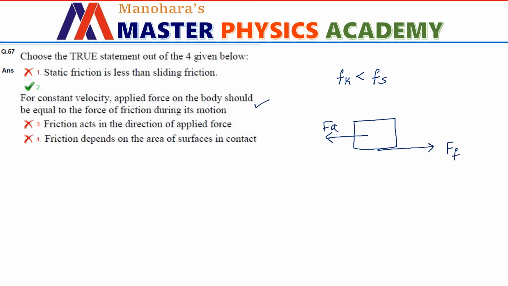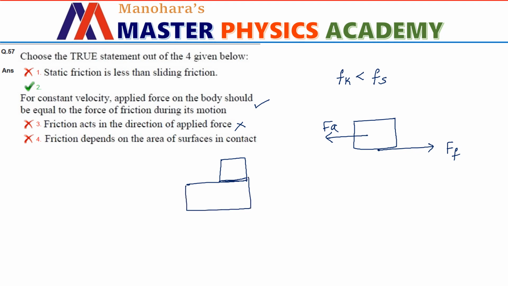Let us take option 3 and option 4. Friction acts in the direction of applied force. So this is not true. This may be true sometimes, not all the time. But the common misconception students have is that friction is always opposite to the motion. Sometimes friction is along the direction of motion. We'll come to know this in physics. Sometimes it supports the motion, sometimes it opposes the motion. Here it is given that friction acts in the direction of applied force. I will give you one illustration in which frictional force will act along the direction of force.